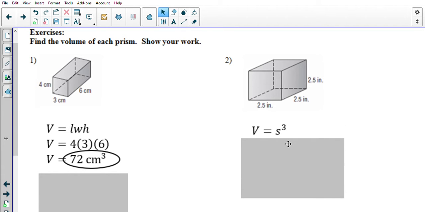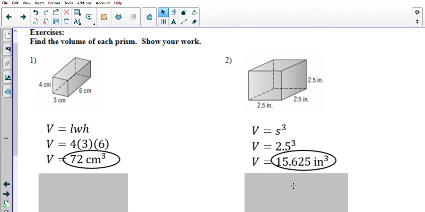So I used s to the third power, which is 2.5 to the third power, and that gets us 15.625 inches cubed. Don't forget your labels. If you don't know how to plug in 2.5 to the third power on your calculator, definitely check in with me. But you can also do 2.5 times 2.5 times 2.5. So you can just multiply it that way, not 2.5 times 3, so be careful.